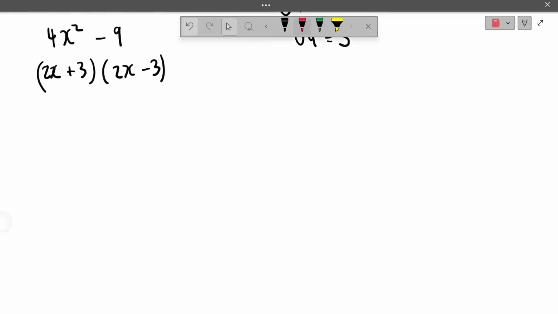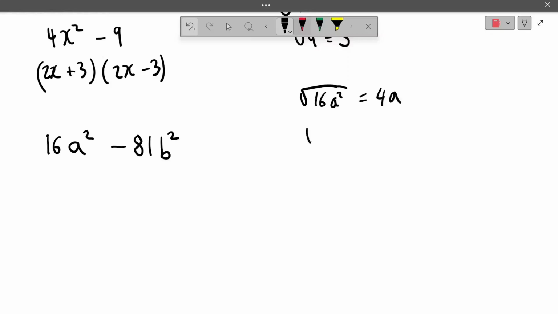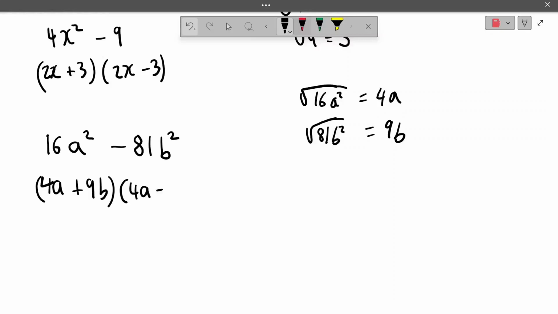We could have other letters. So we could have, let's go for 16a squared minus, let's do 81b squared. Well, the square root of 16a squared is 4a, and the square root of 81b squared is 9b. And then we do the same thing. So 4a plus 9b, 4a minus 9b.